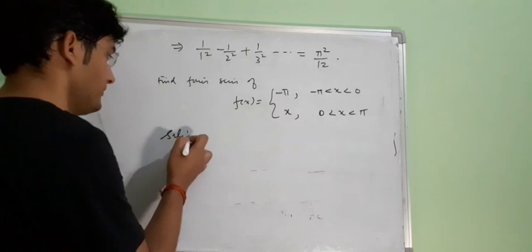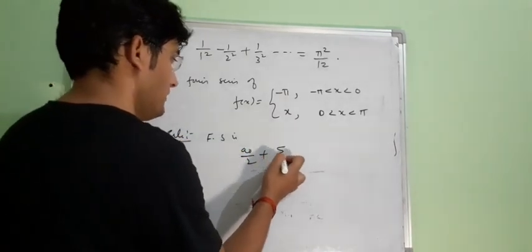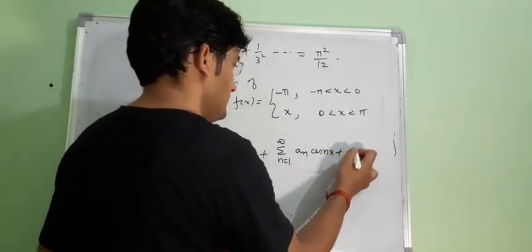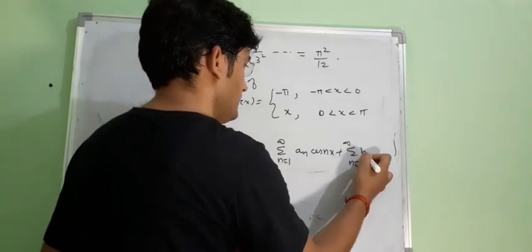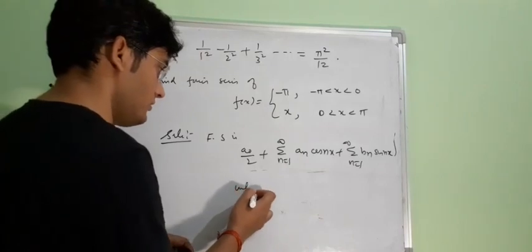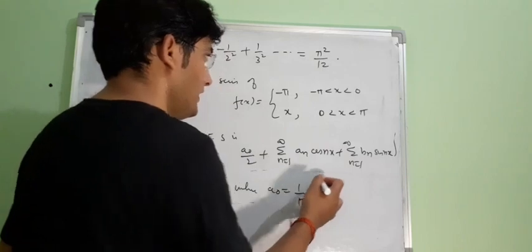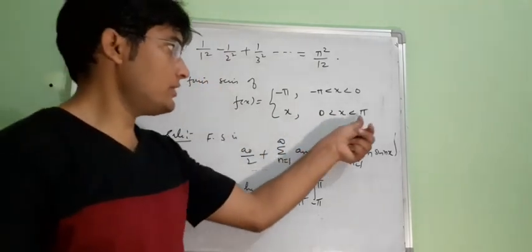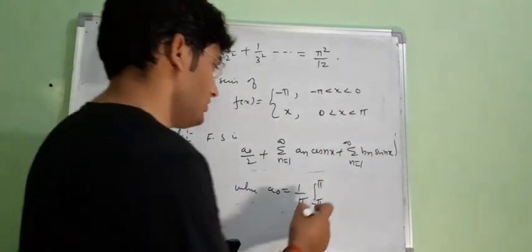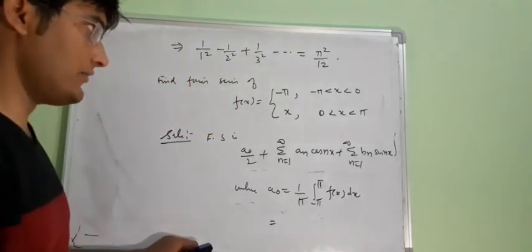Solution. Fourier series is a0 by 2 plus the sum n equal to 1 to infinity of an cos nx plus the sum n equal to 1 to infinity of bn sin nx, where a0 will be 1 upon pi integral minus pi to pi. Here you consider the function is periodic with the period, the length of the interval, which is 2 pi. So the value of a0 will be 1 upon pi integral minus pi to pi f(x) dx.